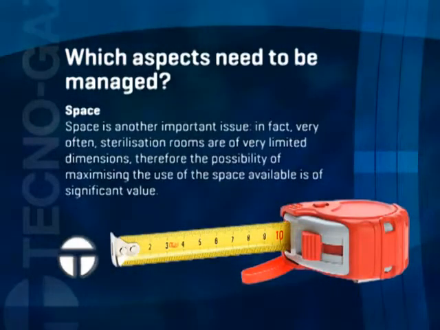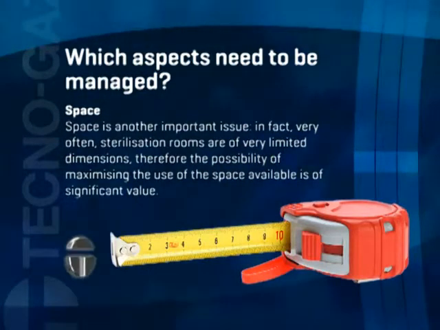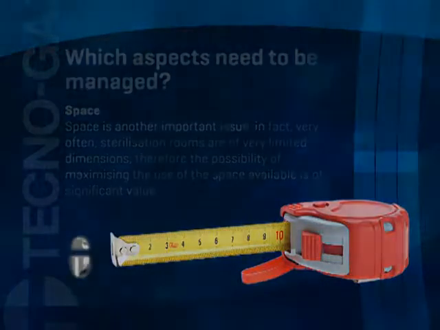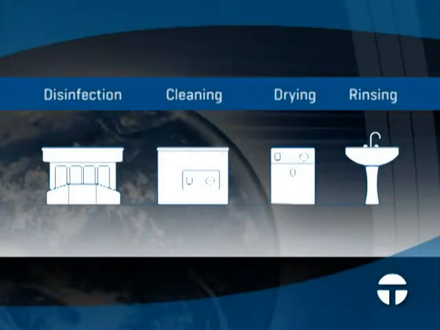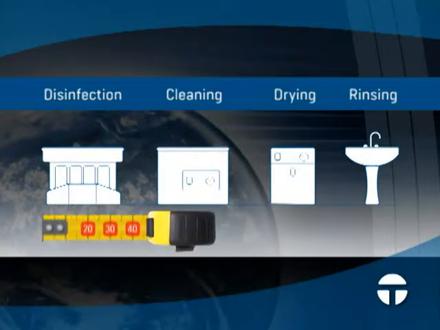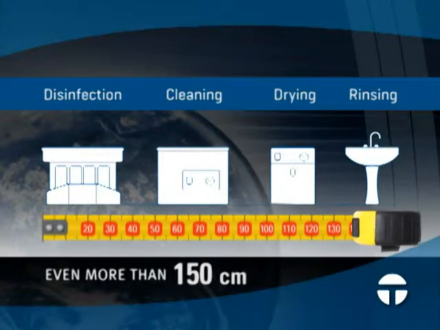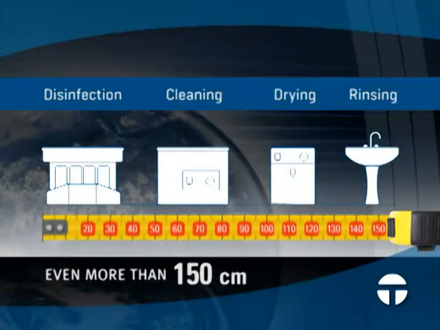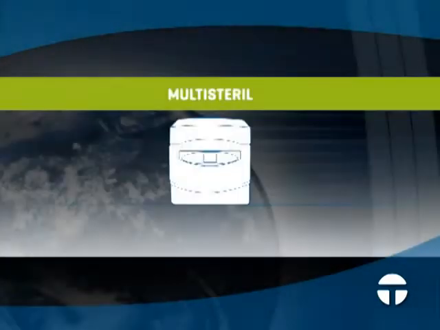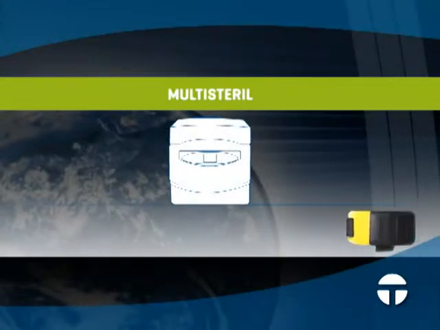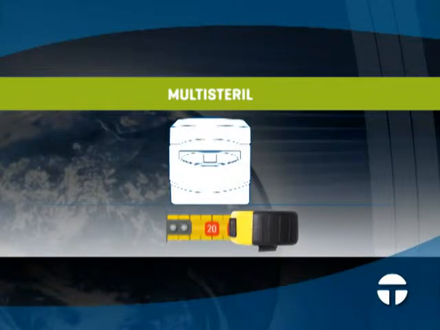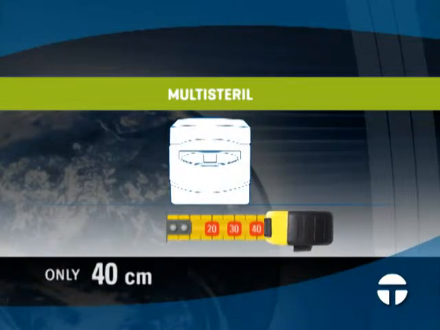Space. Space is another important issue. In fact, very often, sterilization rooms are of very limited dimensions. Therefore, the possibility of maximizing the use of the space available is of significant value. Normally, in order to install appliances and work correctly, an area of at least 2 meters linearly and basin is required. When using Multisteril, all the preparation phases are carried out in a space a little over 40 centimeters. All this without the need for rinsing or transfer, contaminating the work surfaces or polluting the environment.